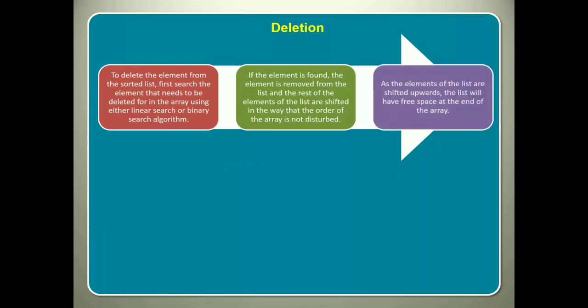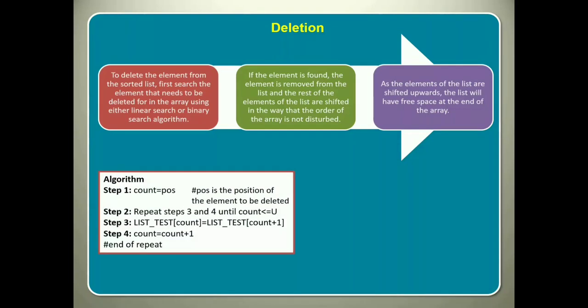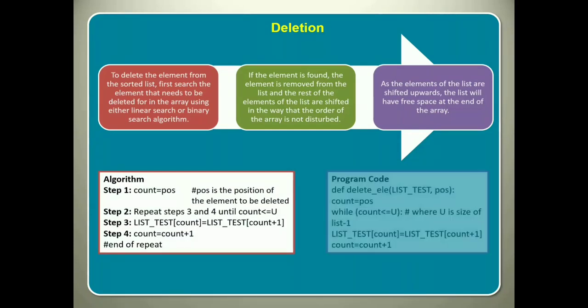As the elements of the list are shifted upwards, you will have free space at the end of the array. Here is an algorithm to delete an element from the list. Have a look at the Python code to delete an element at the position POS from a sorted list.